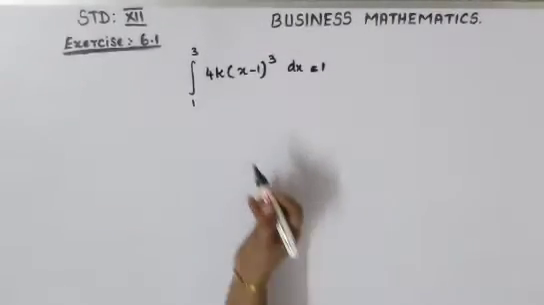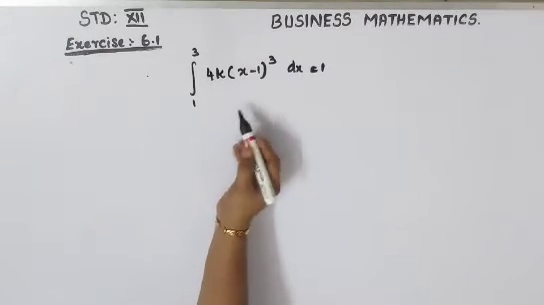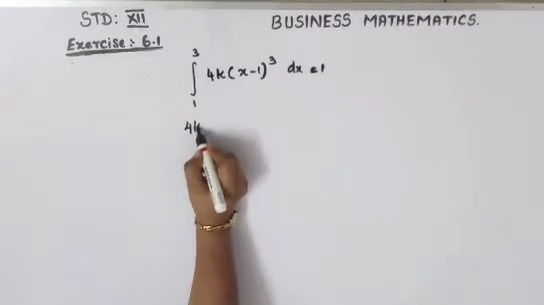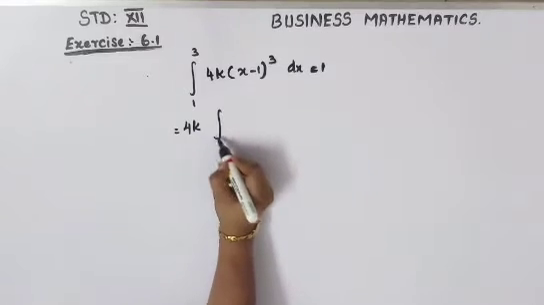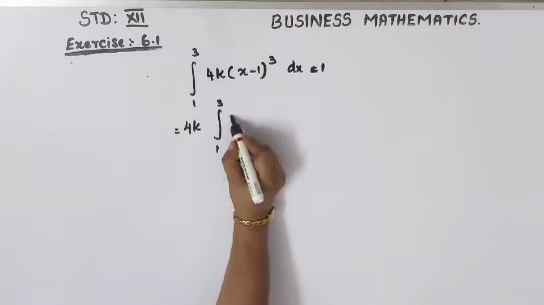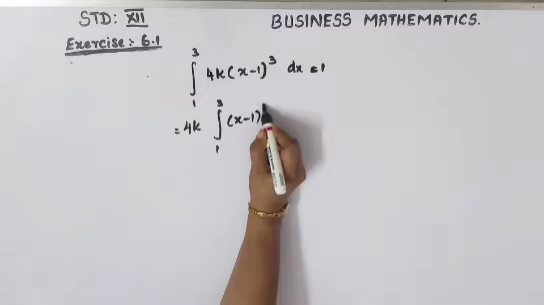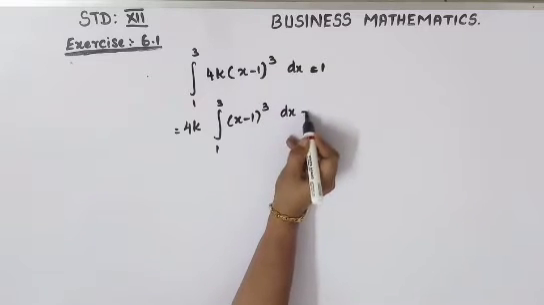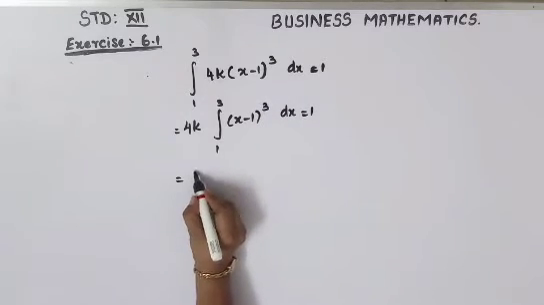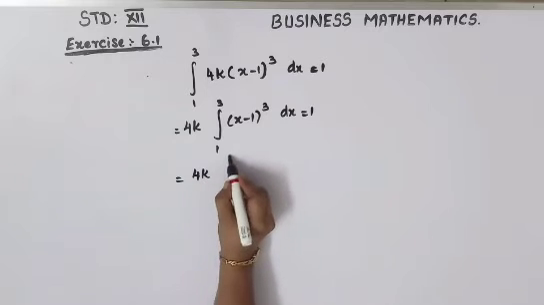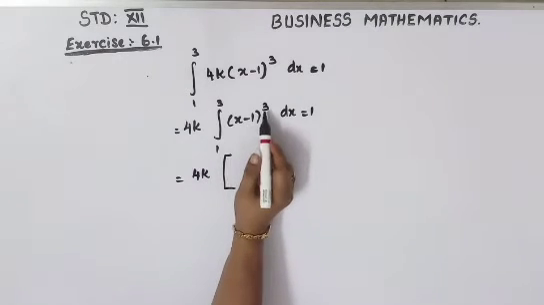The last line that I wrote over there, I just wrote it here. Okay, again. So remove this 4k outside, it is a constant. Then the integral from 1 to 3 of (x minus 1) the whole cube dx is equal to 1. Now we'll go for integration. 4k, your integration is (x minus 1) the whole cube.